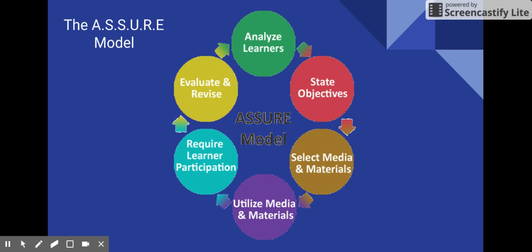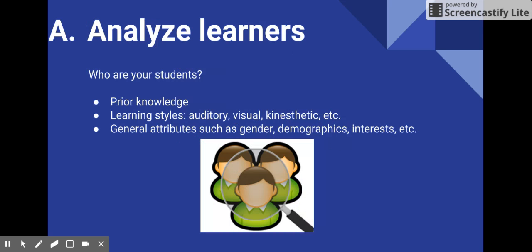Assure is an acronym. A, analyze learners. S, state objectives. S, select media and materials. U, utilize media and materials. R, require learner participation. And E, evaluate and revise.